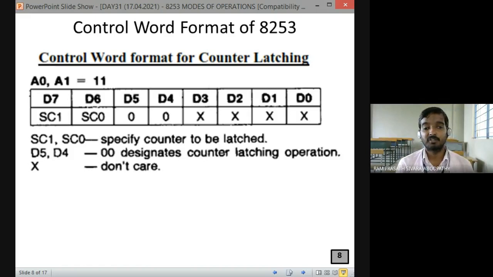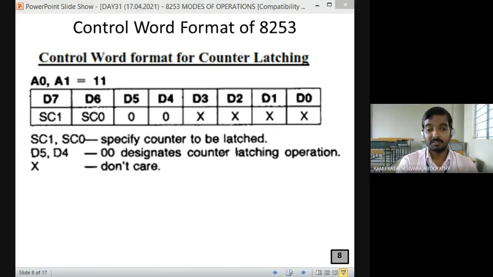On seeing this control word format, you can tell easily. What about the first 2 bits? That is all we fill in here, correct? Counter 2, yes, 1 0. The next 2 bits are 0 0, and 0 0 means counter latch operation. The remaining bits are don't care. So the control word is 1 0 0 0, then 4 don't care bits. Very good, Diksha, it is 80H. Very good, Logos Nega.